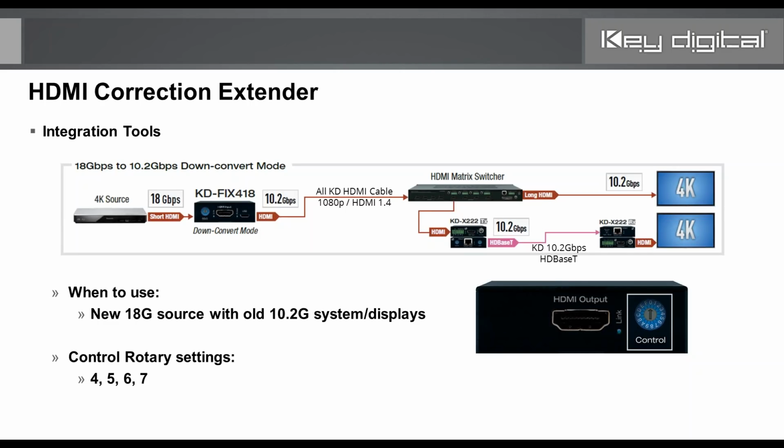So we've had folks now use this for exactly the application diagram that you see here. We've also had folks use this with 18 gigabit per second distribution amplifiers from KeyDigital, our DA1x2, DA1x4, or DA1x8, to send the 18G signal at 18G to 18G compatible infrastructure and displays, and then down convert to 10G to be sent through the 10G infrastructure and displays.